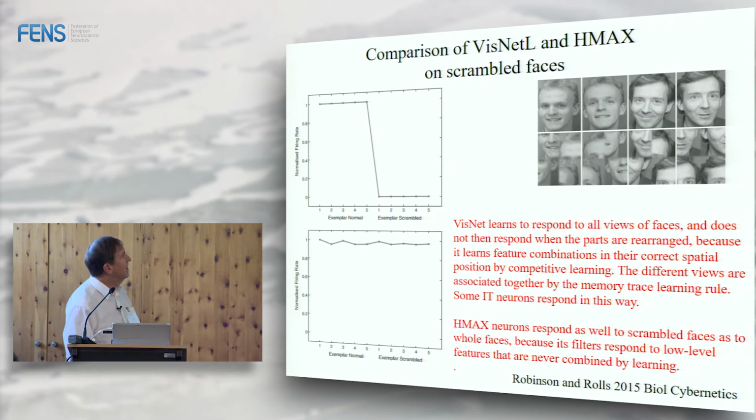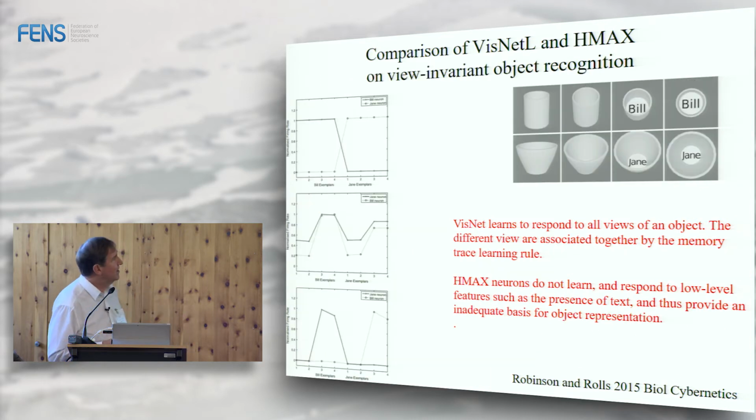So here's another key property of what you have to be able to do. You can recognize this individual independently of all those transforms. And after you scramble the image like that, inferotemporal cortex neurons don't respond to the scrambles. And you probably don't either, terribly well. You don't know who it is. So what does VisNet do? It responds very well to the normal, but not to the scrambled, because it's learned feature combinations using its competitive learning. It has to have the parts in the correct spatial location. But HMax fails miserably because it's got no way of associating things together. So again, that shows you just the sort of property that it's key to understand.